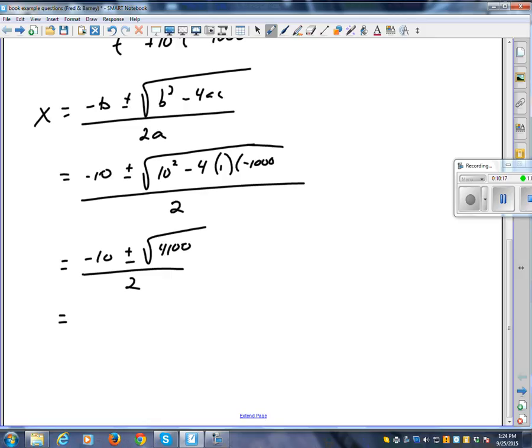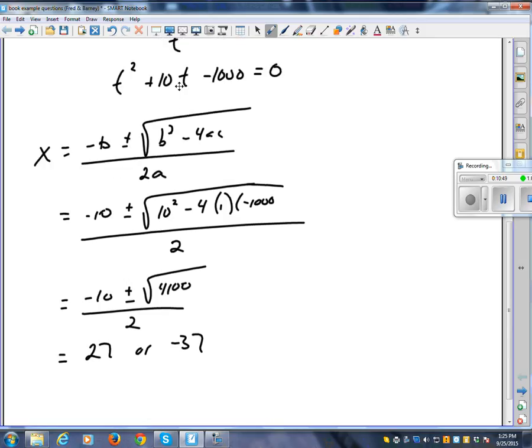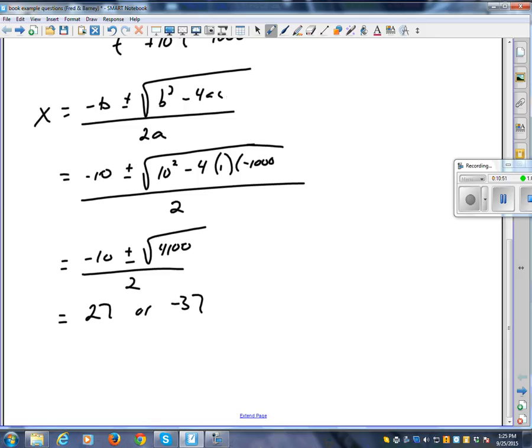And when you do that, do I need to go through the next step, or can I just jump right to the answers? You're going to take the square root of 4,100, add it to minus 10, and then divide by 2. And then you're going to subtract it from minus 10 and divide by 2. And you end up with either 27, or the other one is minus 37. 27 or minus 37 what? Well, you're solving for t, so these are in fact both seconds.